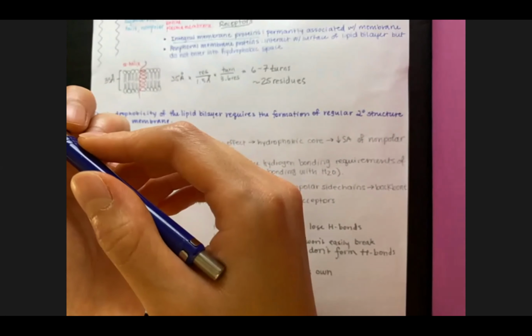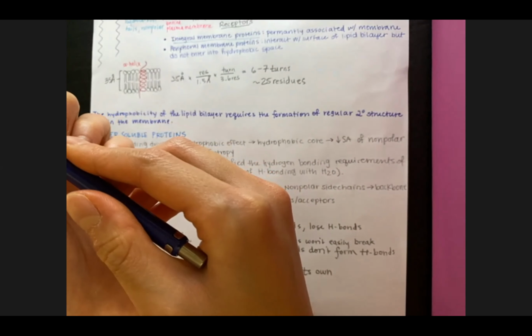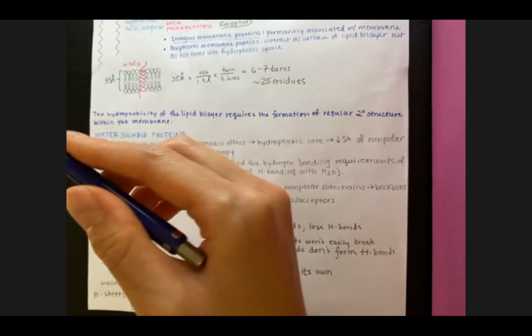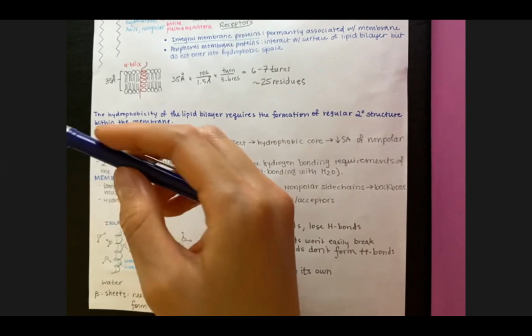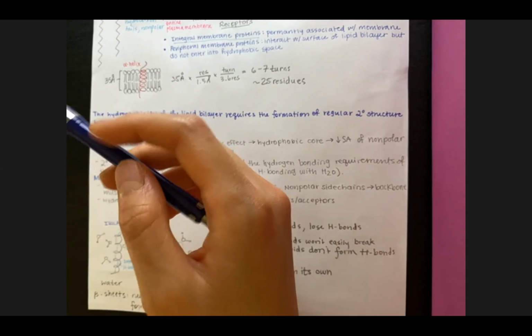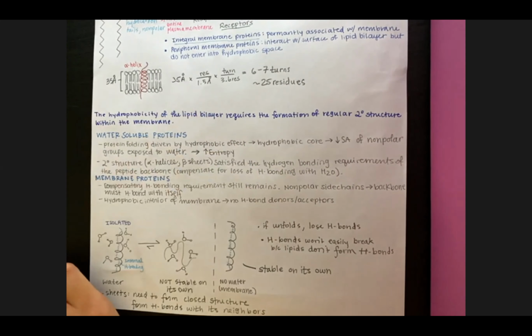Okay, so it could be both, as long as it hydrogen bonds between the strands of the beta sheets. Yeah, it could be made up of one protein or more. I'm not entirely sure, but as long as it's closed, it should be pretty good for the membrane. Okay.